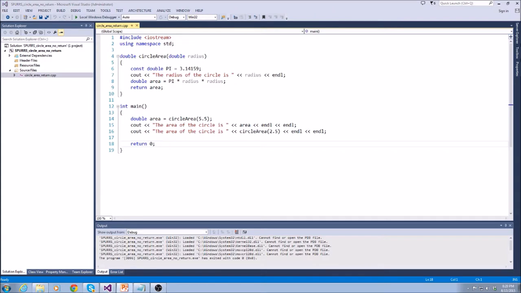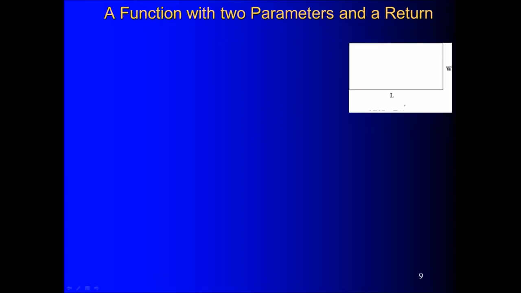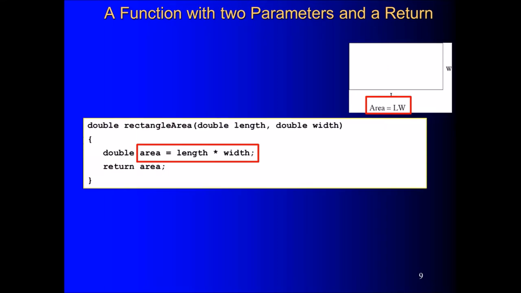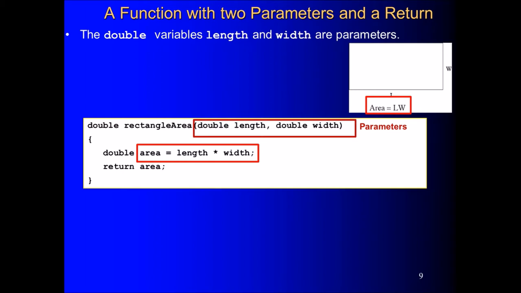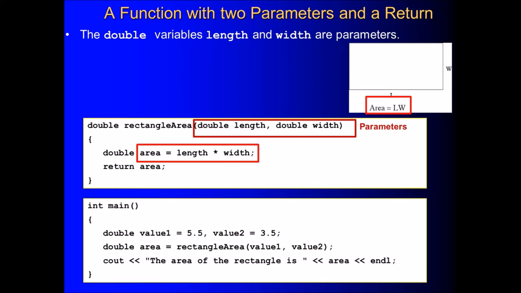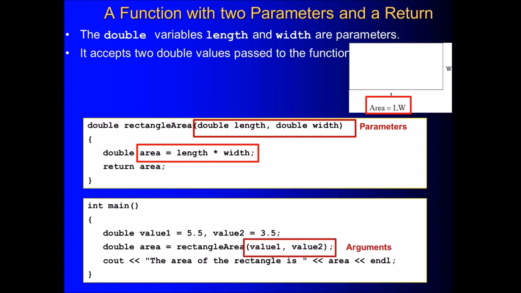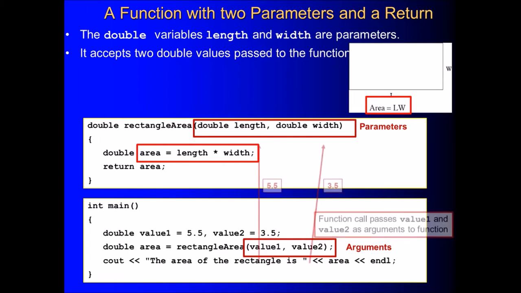All right, one more last example. A function with two parameters and a return. Given a rectangle, length and width, the area is length times width. Rectangle area function does just that, takes length and width as parameters and calculates the area and returns the area. All right, main, we got two variables, value 1 and value 2, filled with values 5.5 and 3.5 respectively. And these values, 5.5 and 3.5, are passed to the function.